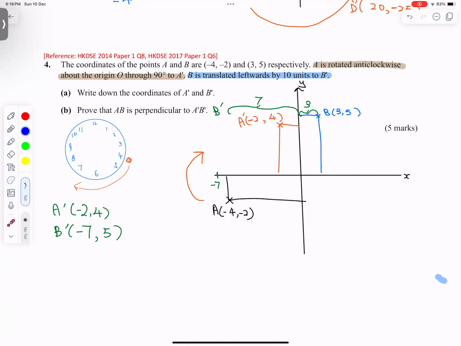First of all, find the slope of AB. And then find the slope of A dot B dot. And because we need to prove if it's perpendicular, multiply both of the slopes. If it equals -1, it is perpendicular. So what do I mean? Find the slope of AB first. A coordinate and B coordinate is here.